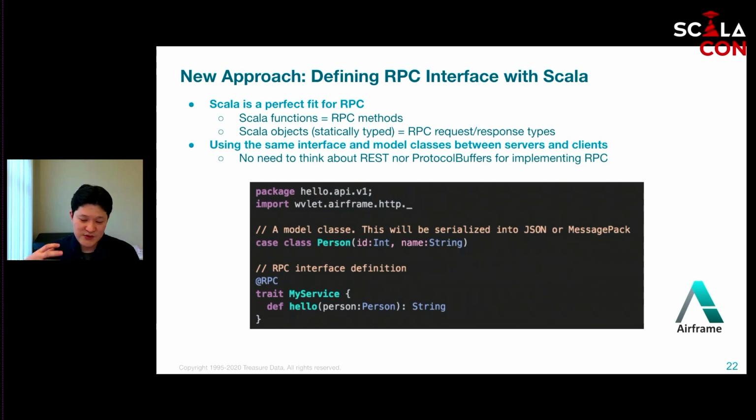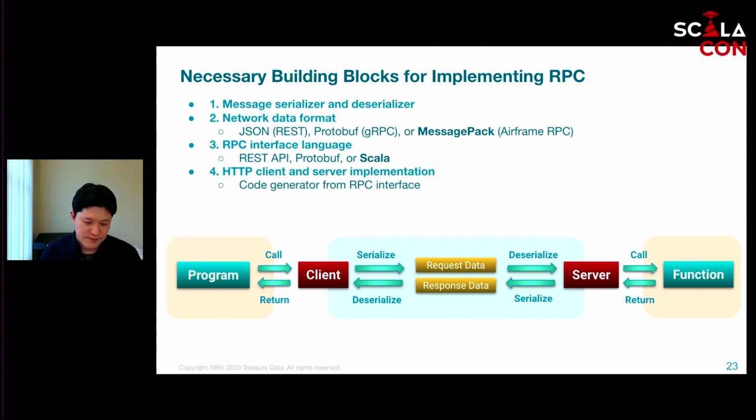If you can use this approach, you don't need to think about any REST or protocol buffers for implementing RPCs in Scala. Behind the scenes, we need to implement several things to make this approach possible. First, we need to serialize a message so that we can send the data through the network. We also need to define the network data format we are going to use.